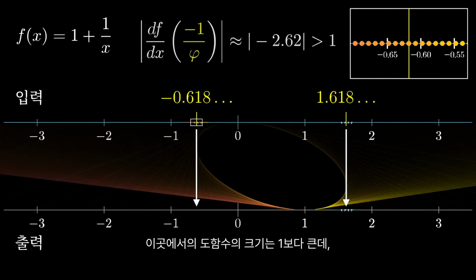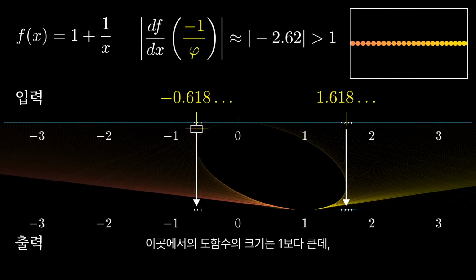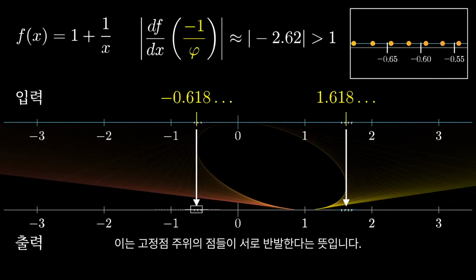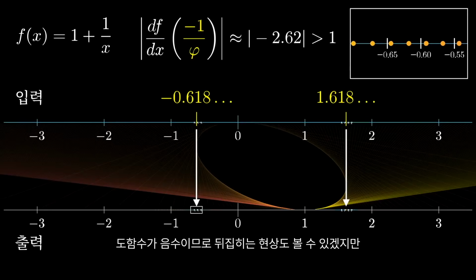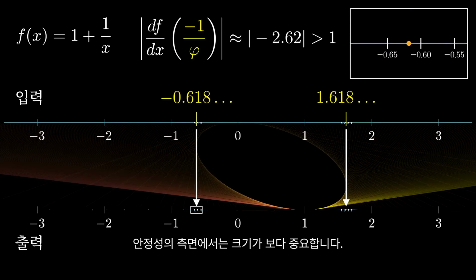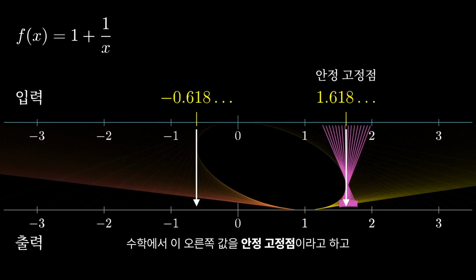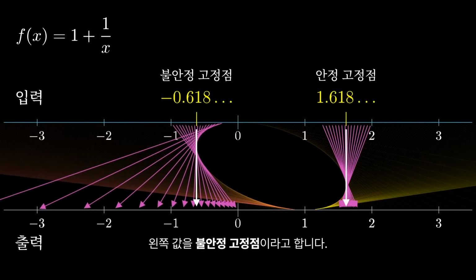Over there, the derivative actually has a magnitude larger than 1, so points near the fixed point are repelled away from it. And when you work it out, you can see that they get stretched by more than a factor of 2 in each iteration. They also get flipped around because the derivative is negative here, but the salient fact for the sake of stability is just the magnitude. Mathematicians would call this right value a stable fixed point, and the left one is an unstable fixed point.